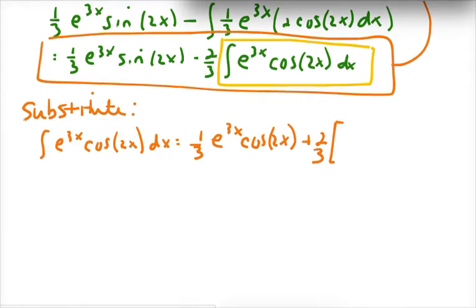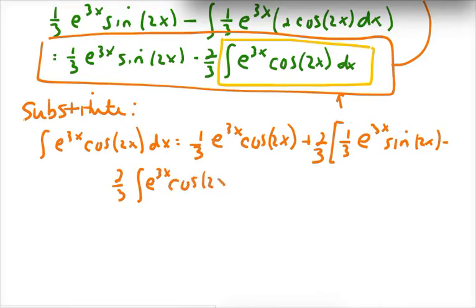Let's see how this works. Or at least wrap it. Shoot, I can't fit it all. I'm going to wrap it. e to the 3x sine of 2x. Right, I'm putting this in now. Minus, I'm going to have to wrap over here, 2/3 the integral of e to the 3x cosine of 2x dx.